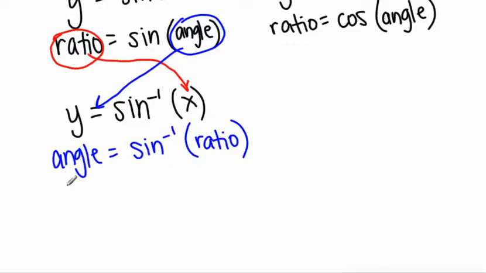So when I'm looking for my output for sine, my output for sine is going to fall between negative pi over 2 to pi over 2.